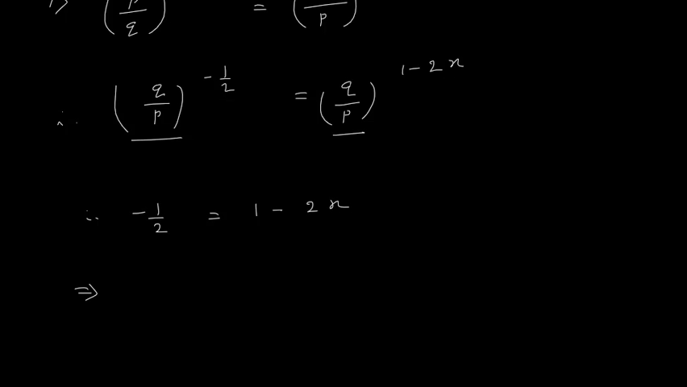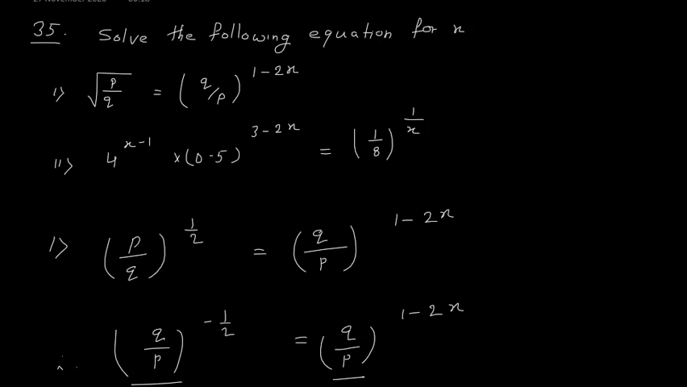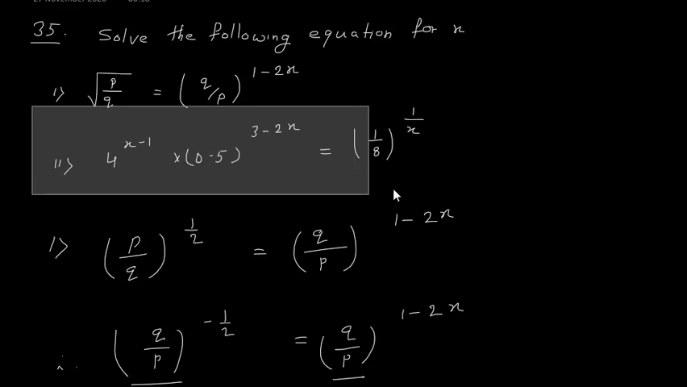So this implies that now I will move this minus 2x on the left hand side, so it will become plus, and this minus half I will move on the right hand side, so it will become plus. So we have 2x is equal to 1 plus 1 by 2, which is 3 divided by 2. So therefore we have x is equal to 3 divided by 2 into 1 divided by 2, which is equal to 3 divided by 4. So the value of x is 3 divided by 4 in the first case.